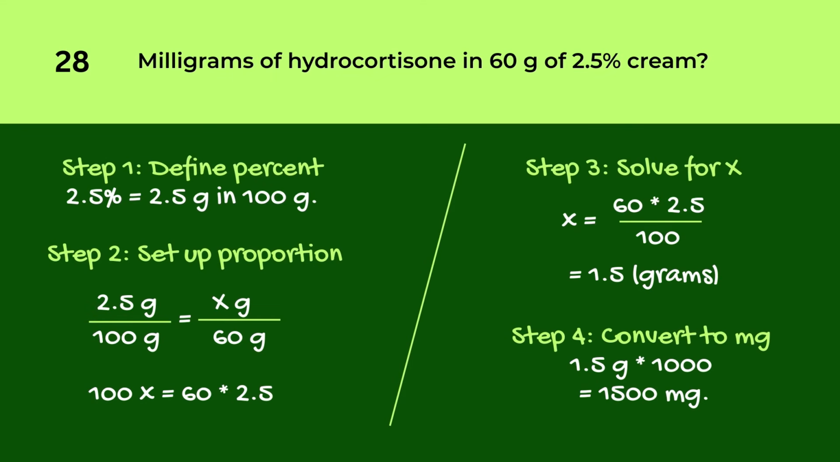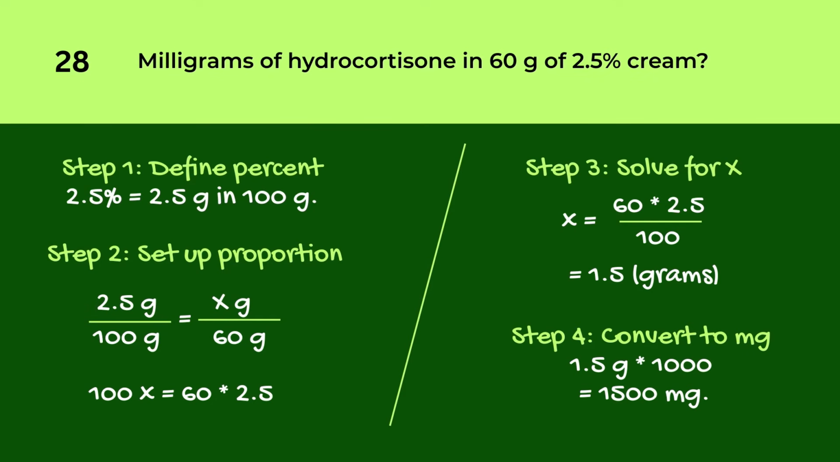Percent implies grams per 100 units. So 2.5% means there are 2.5 grams of drug in every 100 grams of cream. We set up a proportion. 2.5 grams over 100 grams equals X grams over 60 grams. Solving for X, we multiply 2.5 by 60 to get 150, then divide by 100 to get 1.5 grams.